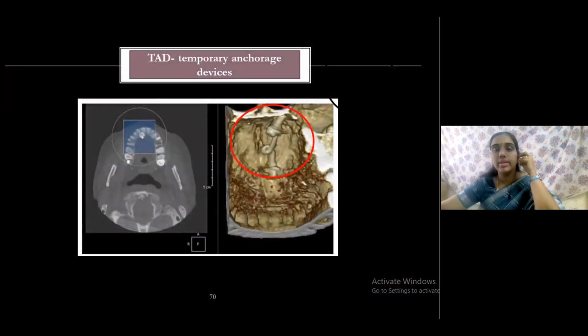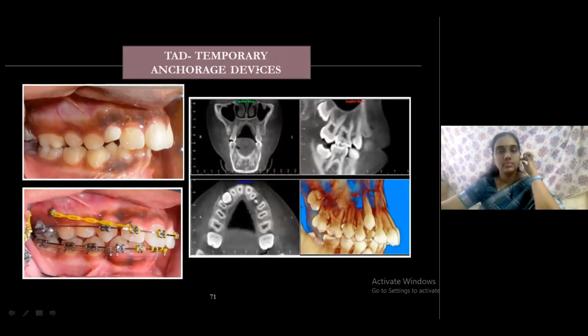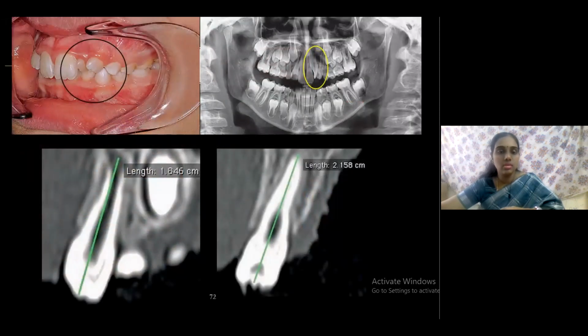And also in cases of temporary anchorage devices, to check the position of where you have to place the temporary anchorage device, or once it is placed, if you want to assess it, then you can go for a CBCT. See, this is one more example of analyzing the position of placement of temporary anchorage devices. So these are the applications in orthodontics.